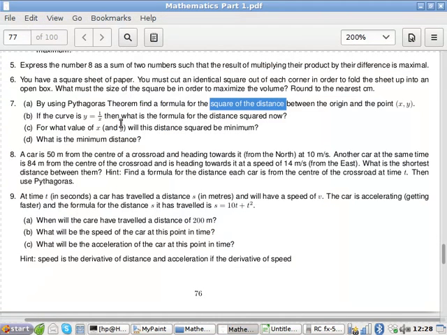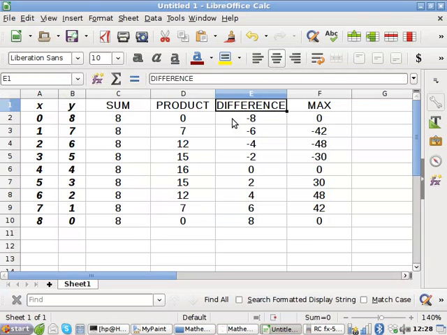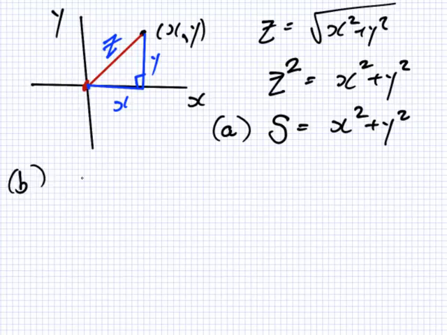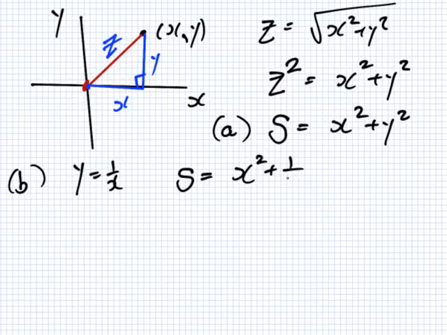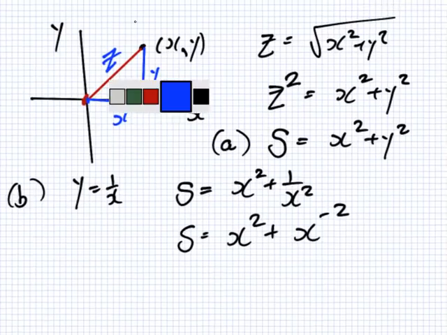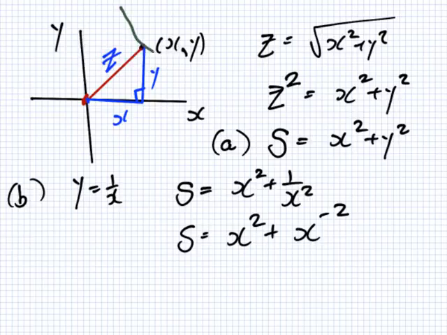Part B, if y equals 1 over x, what's the formula now? So I tell you what the y is, it's 1 over x. What's the formula? Well, that's just s equals x squared plus 1 over x squared. So that means s equals x squared plus x to the minus 2. The curve looks something like this. Okay. C.